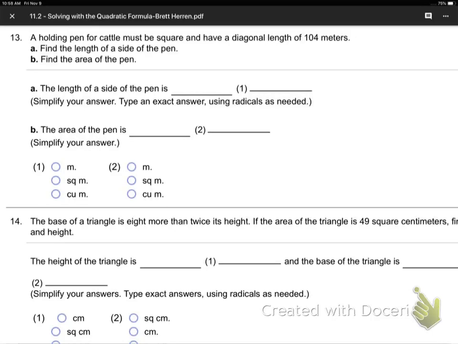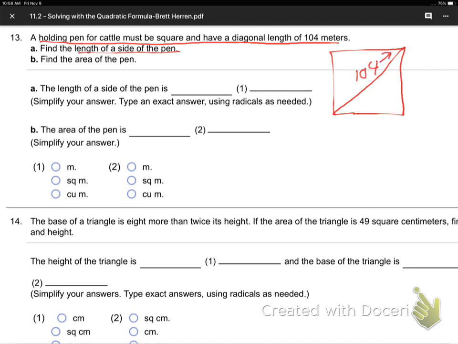Okay, number 13. A holding pin for cattle must be a square and have a diagonal of length 104. Find the length of a side of the pin. So we have a square, and we have a diagonal. It says the diagonal is 104. And the thing is a square, which means all the sides are the same. So they're all x, aren't they? A square means all the sides are the same. Diagonal's length 104. So what can we do with that?